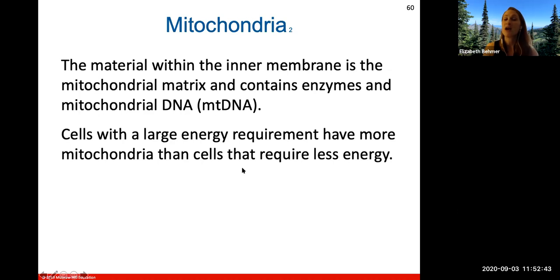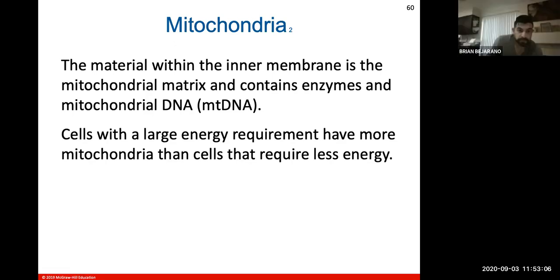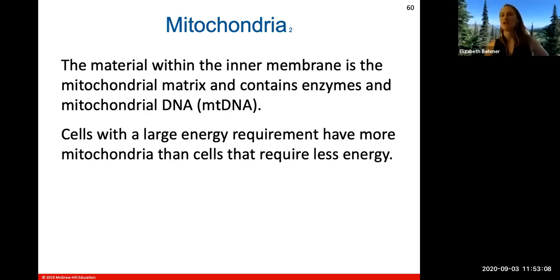And cells with a large energy requirement have more mitochondria than cells that require less energy. So in your body, what kind of cells do you think would have a lot of mitochondria? Muscle? Muscle. All of your muscle cells have tons of mitochondria, especially your cardiac muscle that's constantly beating. Even the muscles in your back, which are helping us sit up straight. All of us probably have really bad posture right now. You have lots of mitochondria in your muscles because your muscles constantly need ATP to function.